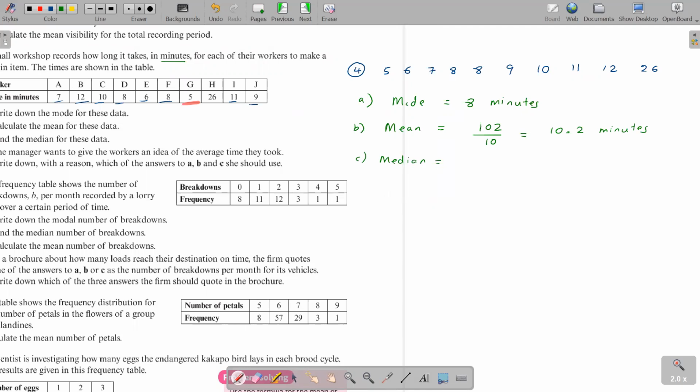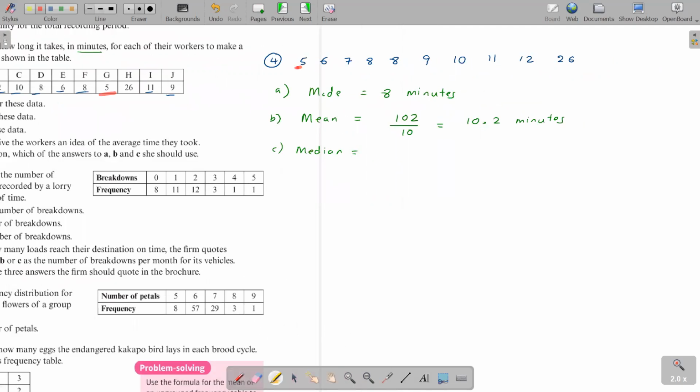Then part C, median. Let's try to get the value in the middle. Is there only one value, or are there two values in the middle? You can see there are two values in the middle. When there are two values in the middle, how do you get the median? You add these two values and divide by 2. So you have 8 plus 9 divided by 2, and your median is 8.5 minutes.